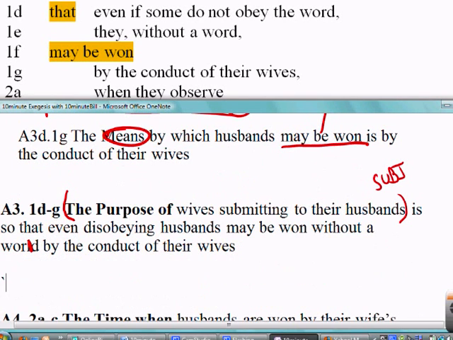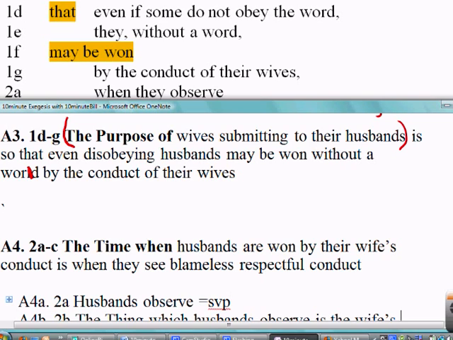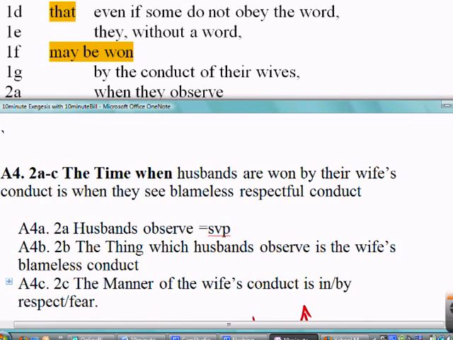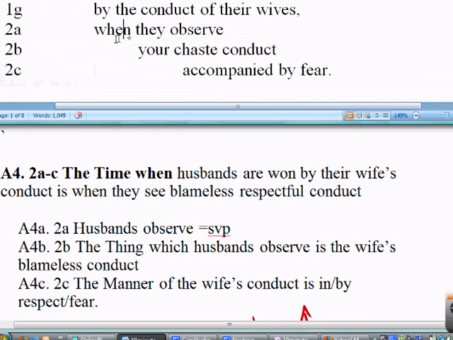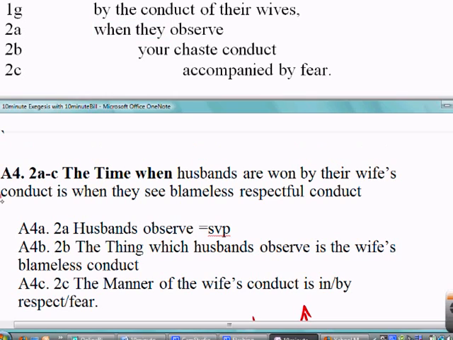All right, let's go on. When they observe, okay, this is easy. When, right here, when they observe, when. That answers the question when. So the time when husbands are won by their wives' conduct is basically when they observe them. So you probably knew that right there without a whole lot of effort, but we'll break it down to little pieces. SVP, subordinate verbal proposition.